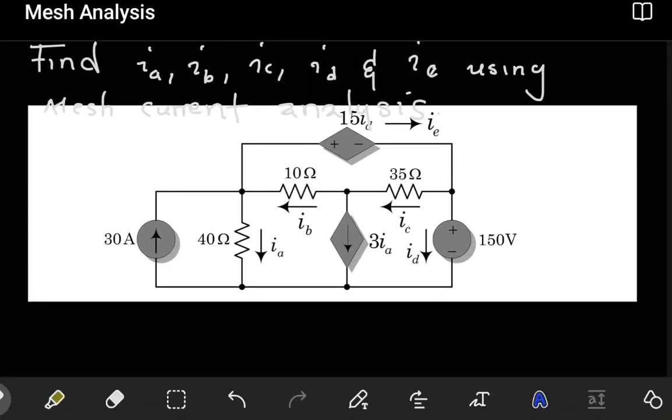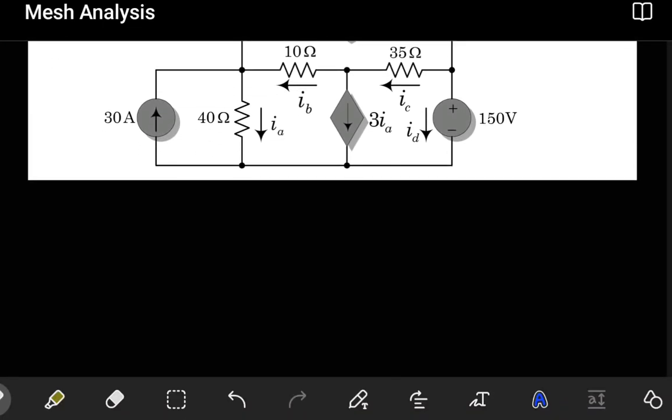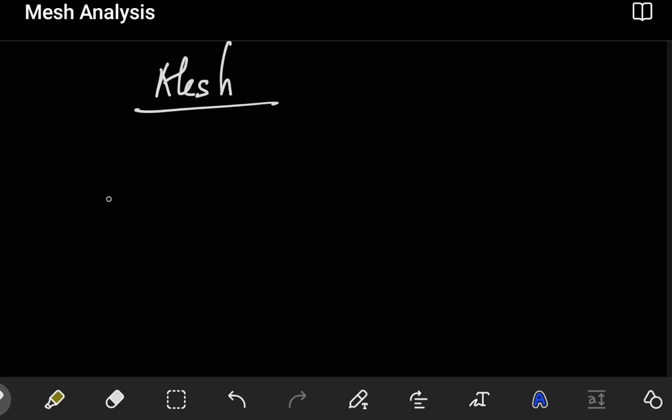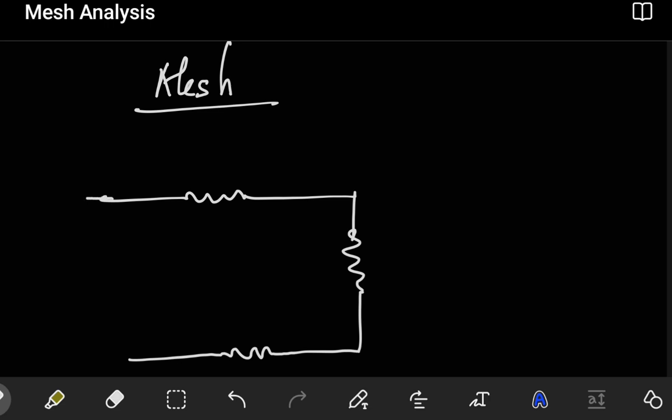What is mesh analysis? Let's start with what a mesh is. Well, a mesh is basically just a loop, but a loop that doesn't have any other loop inside. So in a circuit you can have something like this, where maybe this is a power source somewhere here.